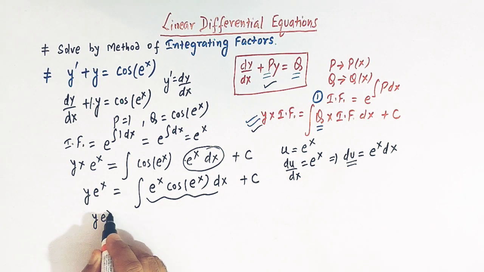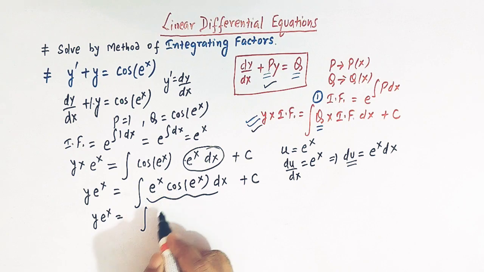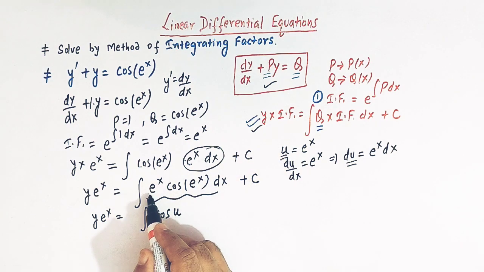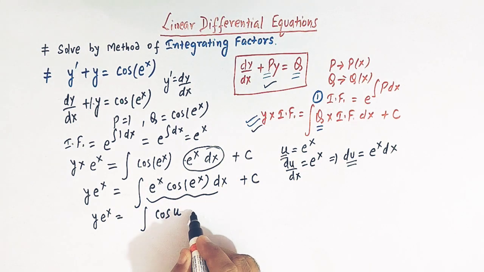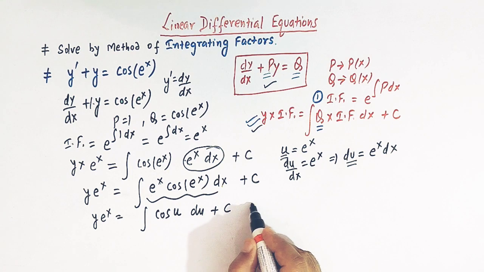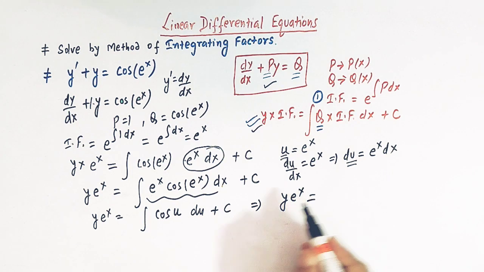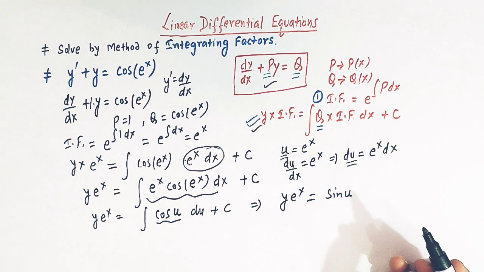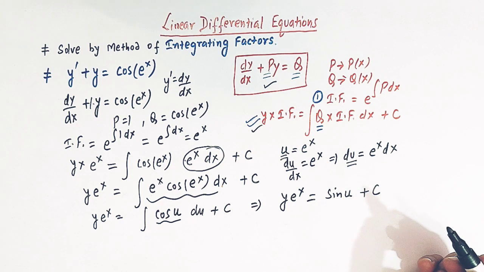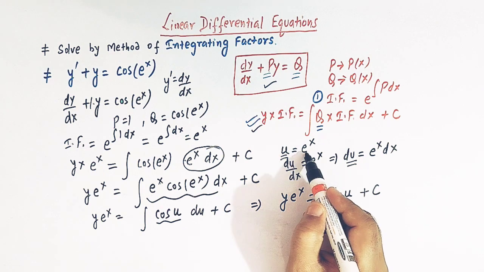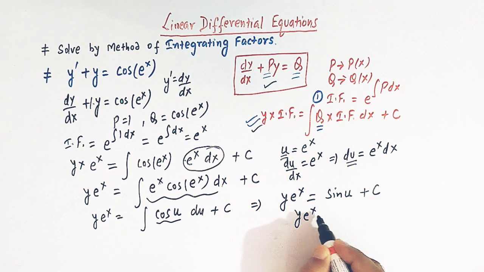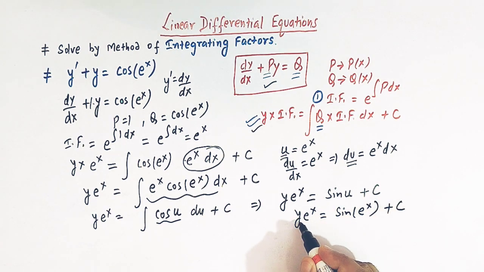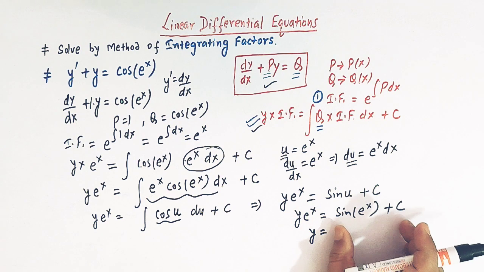So for e raised to x dx, we can write du. So we have y e raised to x equal to the integral of cos u, where e raised to x is u, and e raised to x dx is du, plus c. So now we can write y e raised to x, and the integral of cosine u is sine u, and c is the constant of integration, right? So now we can replace u by e raised to x. So we have y e raised to x equal to sine e raised to x plus c, and we can now take e raised to x to the denominator.